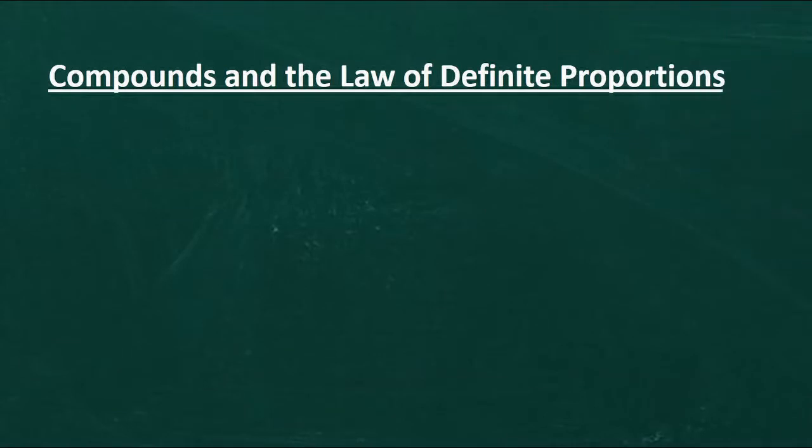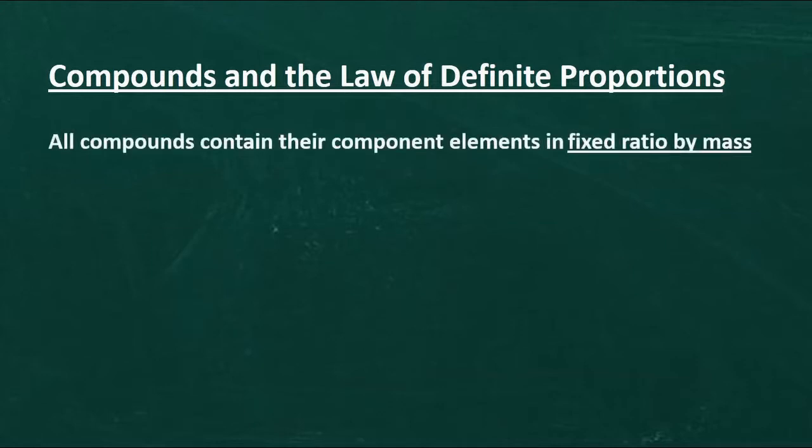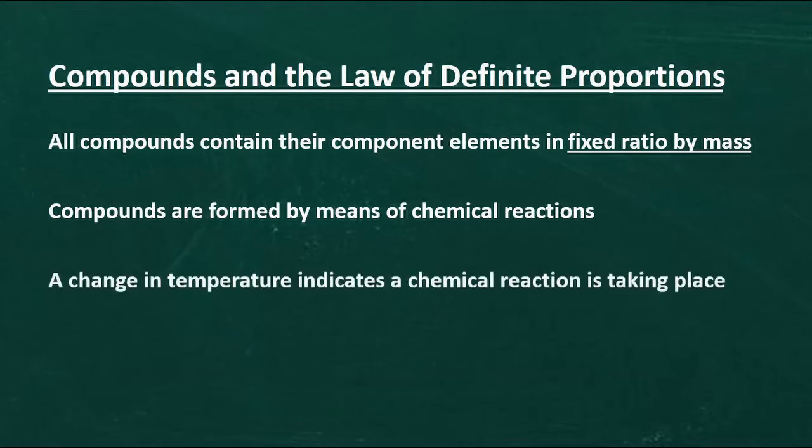So to recap and to highlight the key things to remember: compounds and the law of definite proportions. The main difference between compounds and mixtures is that compounds contain their various elements in fixed ratio by mass. Mixtures, on the other hand, can have variable ratios. Compounds are formed by means of chemical reactions. We know that a chemical reaction is taking place when we observe a temperature change.